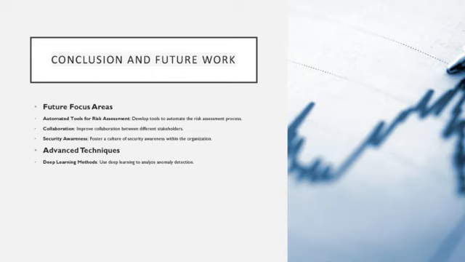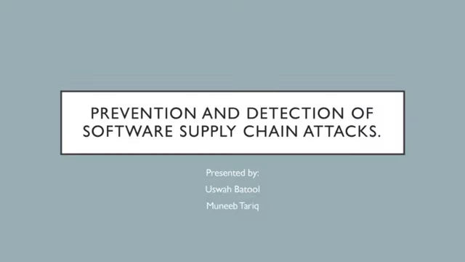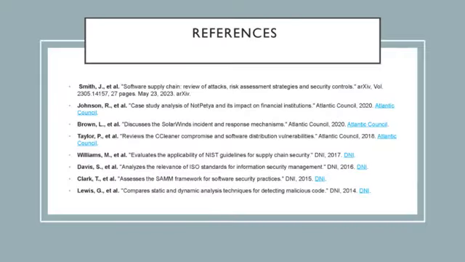And then the conclusion and future work. In conclusion, proactive measures and continuous improvement are essential in safeguarding the software supply chain. Future work should prioritize automated risk assessment tools, enhanced collaboration, and promoting a culture of security awareness. We can also use advanced techniques, such as deep learning methods, for detection of these attacks. And at the end, the references we have used. Thank you very much.